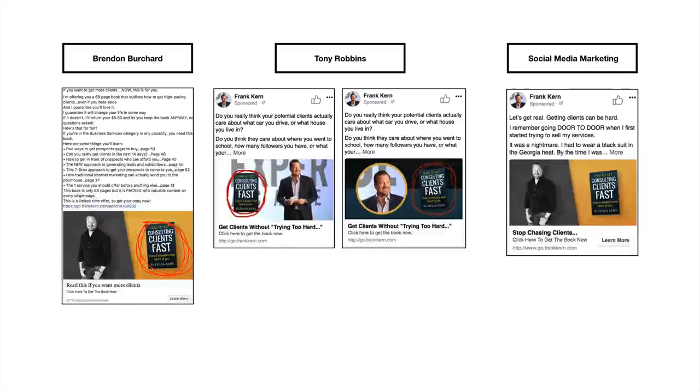So here's what's left over, right? We have one ad for Brendan's people. We've got two ads that work for the Tony Robbins audience, and we've got one ad that worked for social media marketing. So now what we do is we start scaling these ads. We start adding more to the budgets of the ones that are already working. See, we spent a little bit of money testing, let Facebook tell us what was going to work, and now it's just time to scale those up.